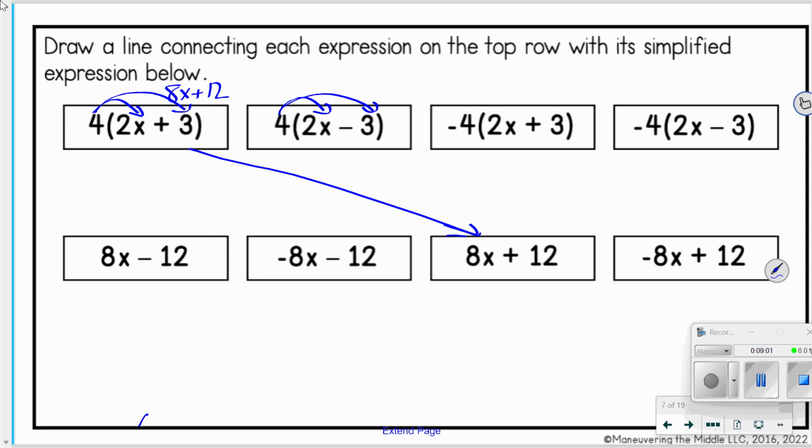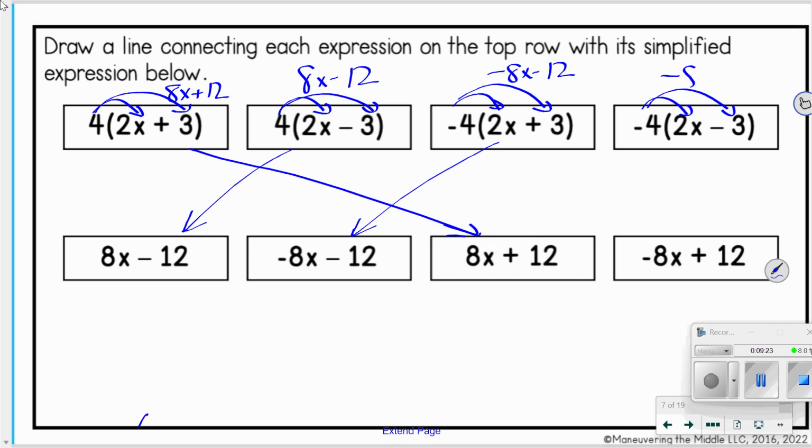Here we go, we got 8x minus 12, because 4 times a -3 is a negative. So 8x minus 12 is going to be here. Here we've got -8x minus 12, because negative times a positive is a negative. So that one matches up here. And -4, so that gives me a -8x. Negative times negative is a positive. -8x plus 12, that was straight down. Any questions on any of these?